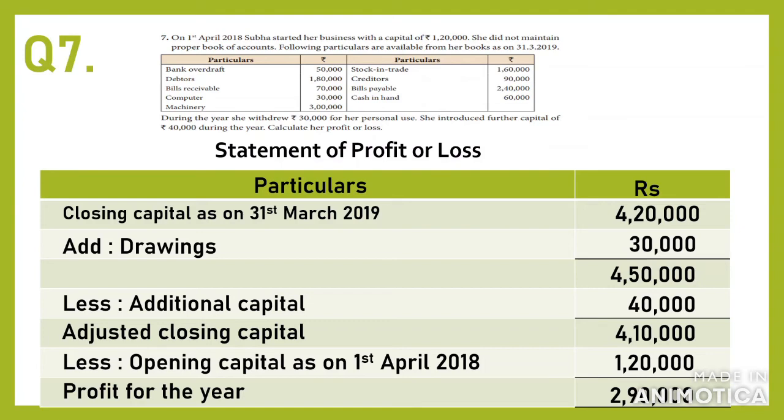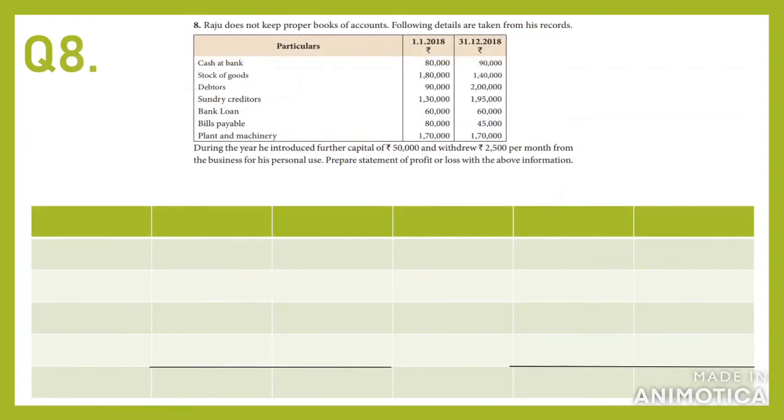We'll go to the next problem. Question number 8. Raju does not keep proper books of accounts and the following details are given. The details have been given for two periods: 1st January 2018, which is the opening date, and then 31st December 2018, which is the closing date. So you have the opening balance and you also have the closing balance. And further, some additional information has been given.